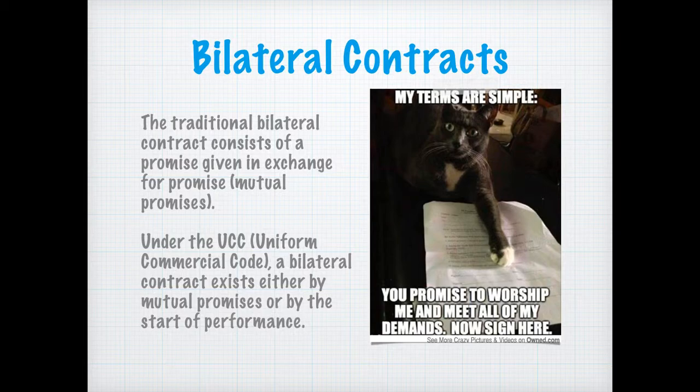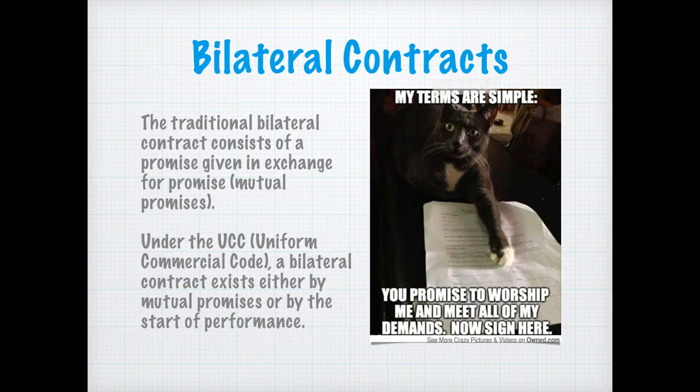The next one is our traditional contract, which is a bilateral contract, and that's where a promise is given in exchange for another promise. Very simple. I promise to cut your grass if you promise to pay me $100 for cutting your grass. It's a mutual exchange of promises. If we both agree, then we have a contract.